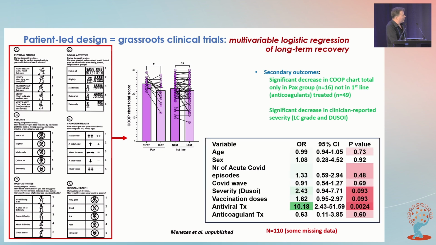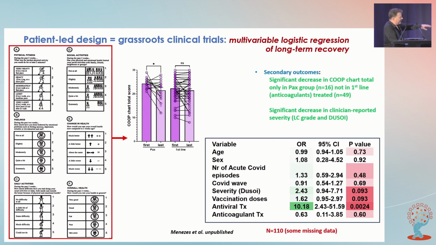Of course, we needed to do multivariable logistic regression because we heard about all these confounders we've been talking about for the last 2 days. So we did a very stringent correction for all of these confounders, as you can see in the table there. Age and sex did not confound the results, neither did the number of acute COVID episodes or the COVID waves. We also corrected for that, as we know that Alpha, Delta, Omicron have different severities. Severity itself tended to be significant, just like vaccination doses.